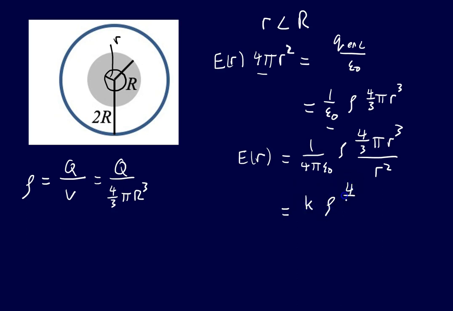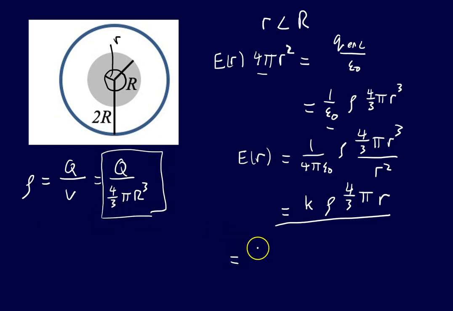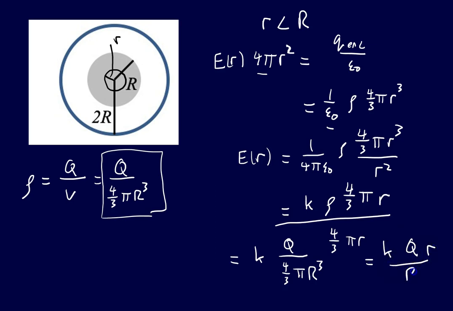Here's my rho, 4/3 pi. Now what'll happen is you get some cancellations here, and it turns out to be 4/3 pi R. Now that's a totally fine way to write the answer, but typically we like to get rid of that rho. And so I can just plug in over here my expression for that rho. And so I get K, and for my rho I get Q over this 4/3 pi capital R cubed. And I still have this 4/3 pi R, and so you get all these 4/3 and pi's to cancel. And so I get something like KQ R over R cubed.